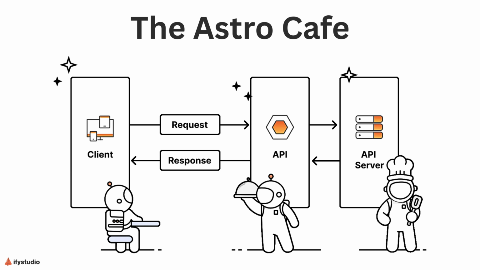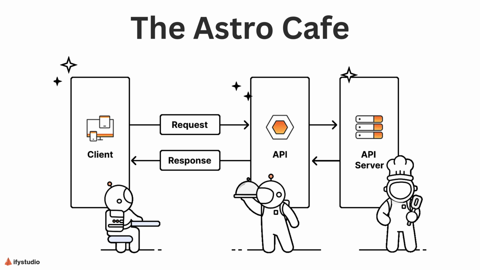Now welcome to the Astro Cafe. Pun definitely intended. Imagine you are a customer at the space themed cafe, but instead of coffee and croissants, you are a software application and you need some data or a service. Here is how it works. The whole system is divided into three parts: the client, the API, and the server.